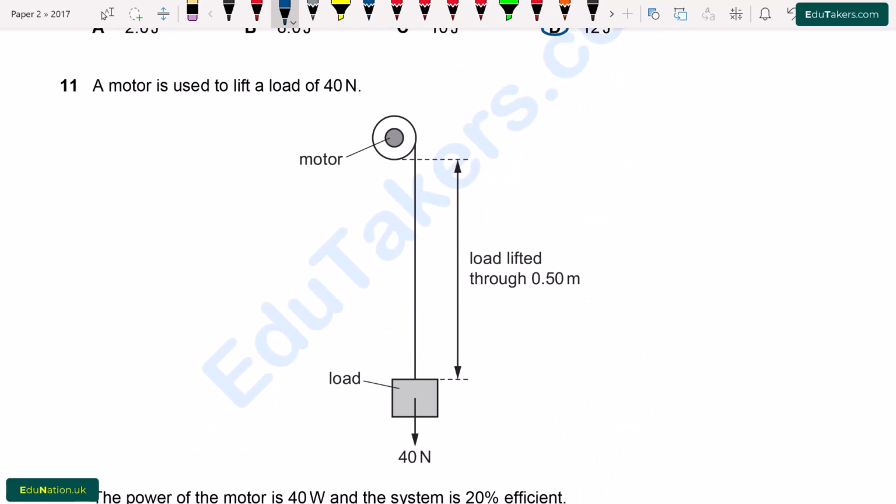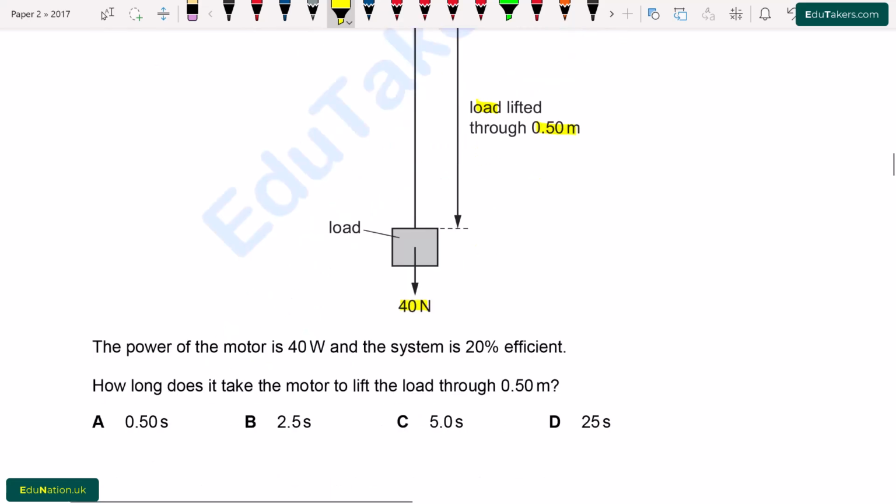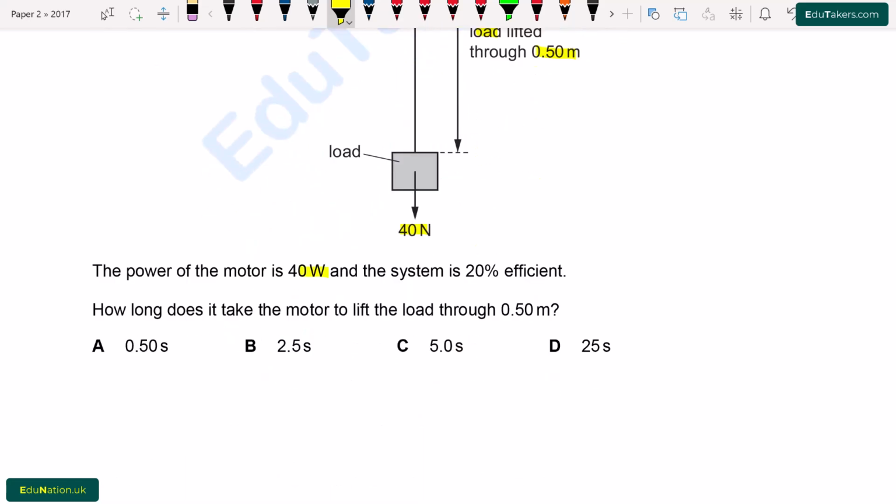Question number 11. A motor is used to lift a load of 40 Newton and it is lifted through 0.50 meter. The load is 40 Newton. The power of the motor is 40 watt and the system is 20% efficient. How long does it take the motor to lift the load through 0.50 meter? So here we have to find out the time. Efficiency is given and the power input is also given.